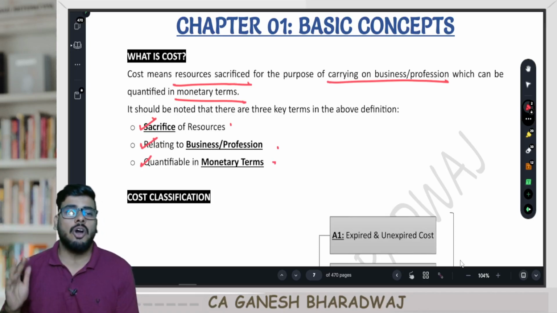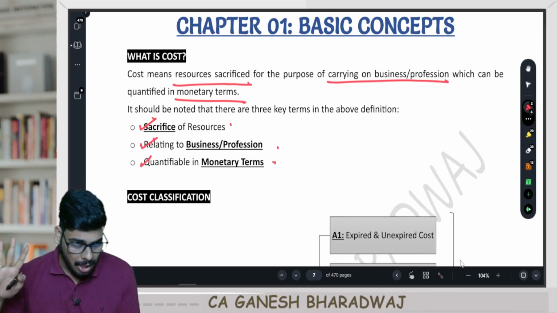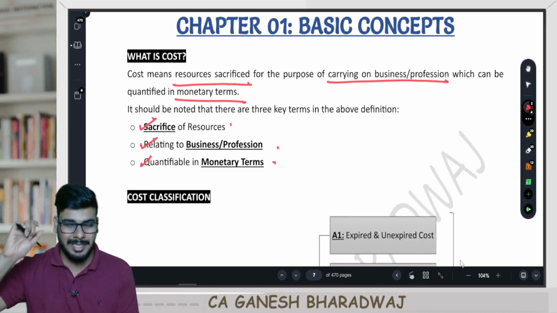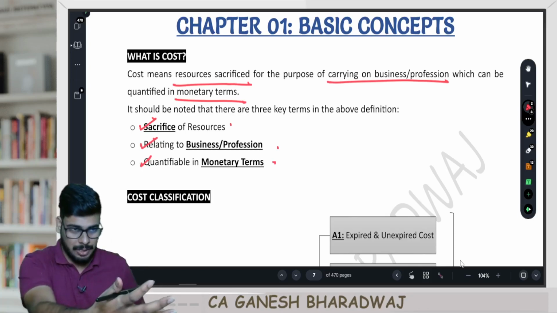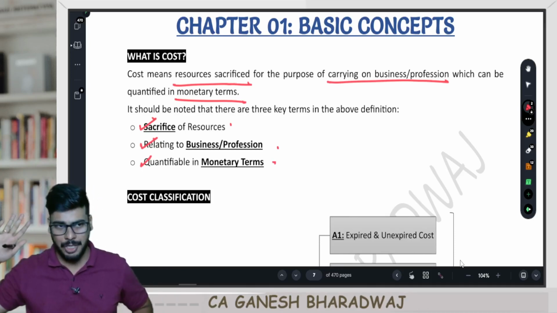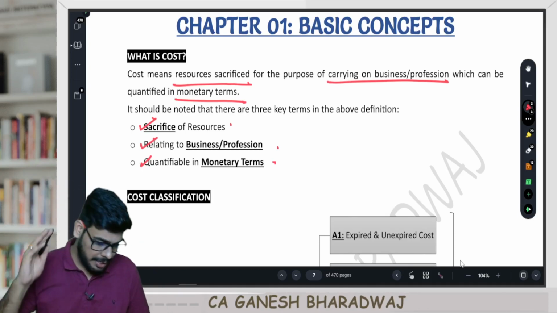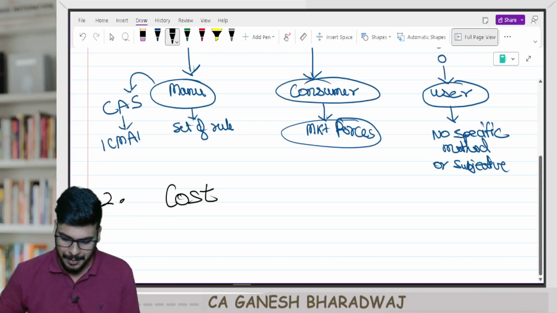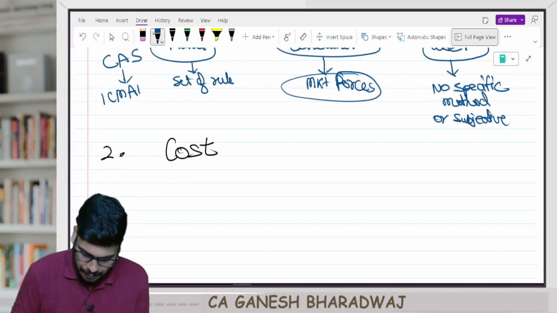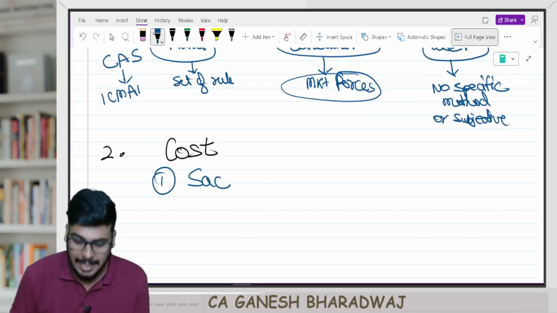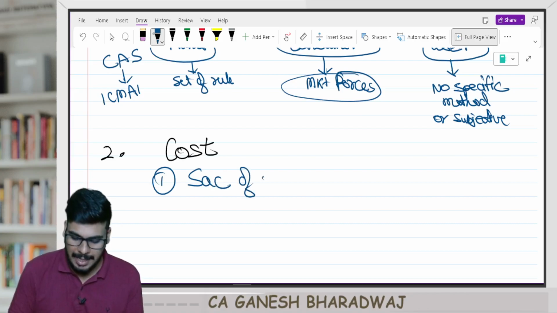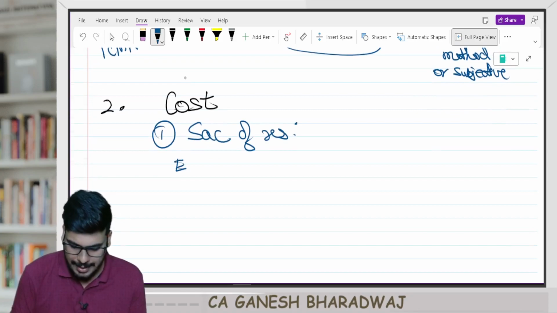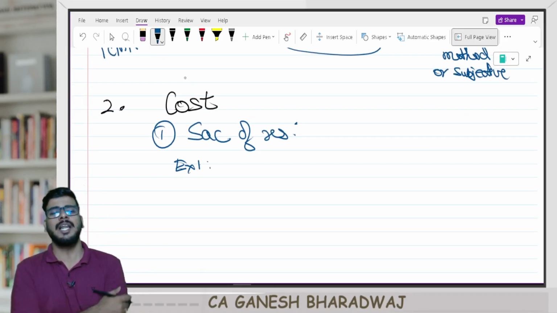Now, so costs should have how many characteristics? Three characteristics. What are the three characteristics? Sacrifice of resources for the purpose of business or profession and quantifiable in monetary terms. Now, let us break this one by one. The first aspect of this is what? Sacrifice of resources. Let me give you an example.